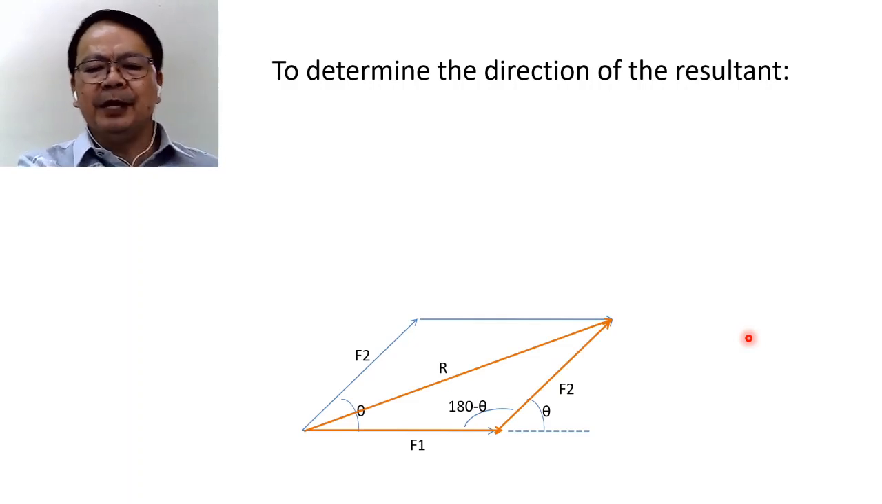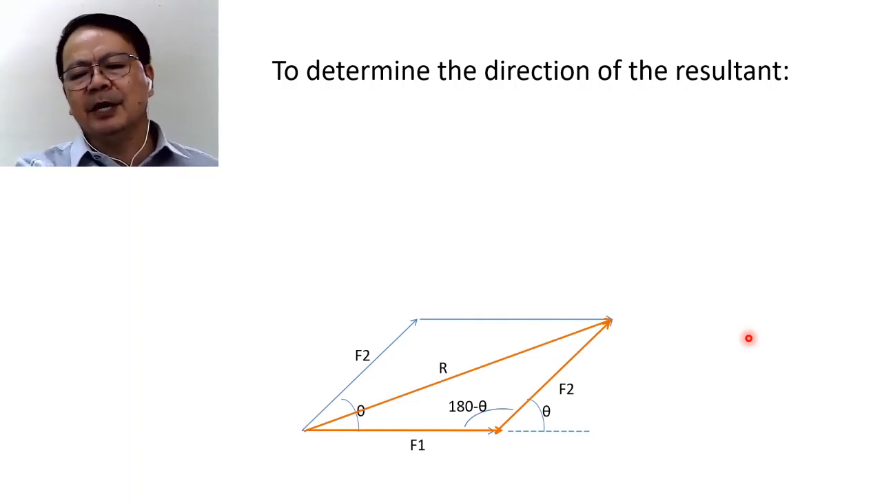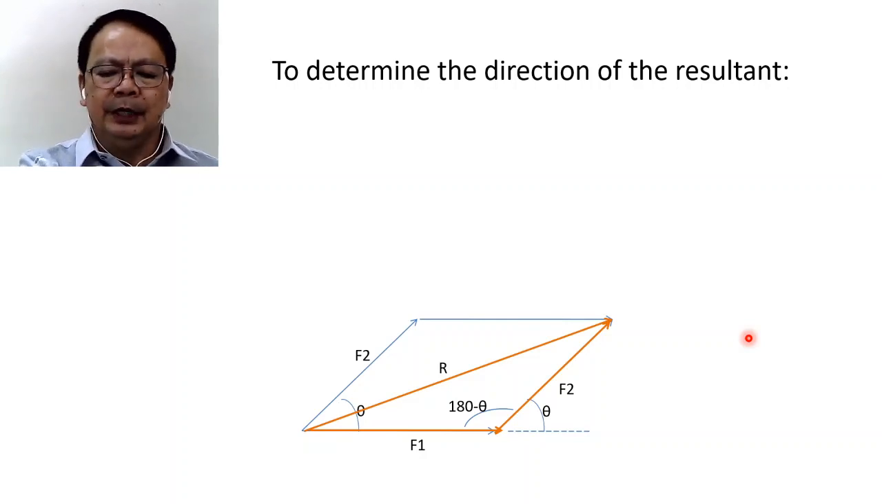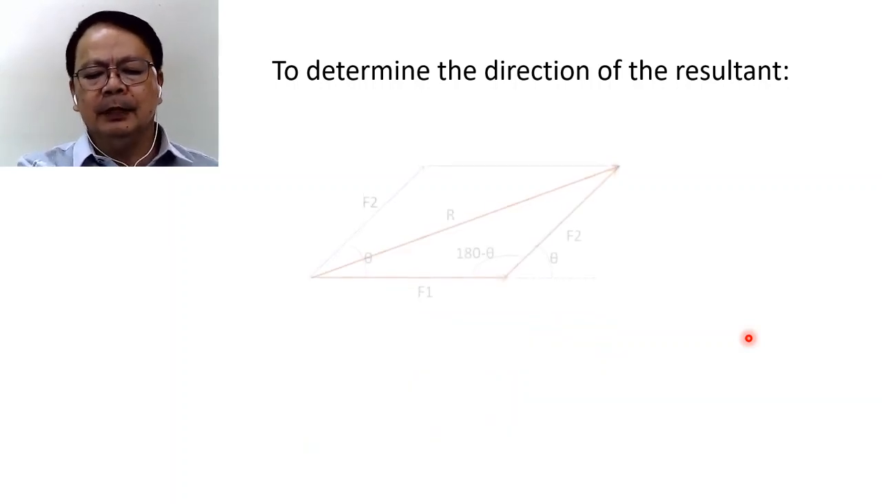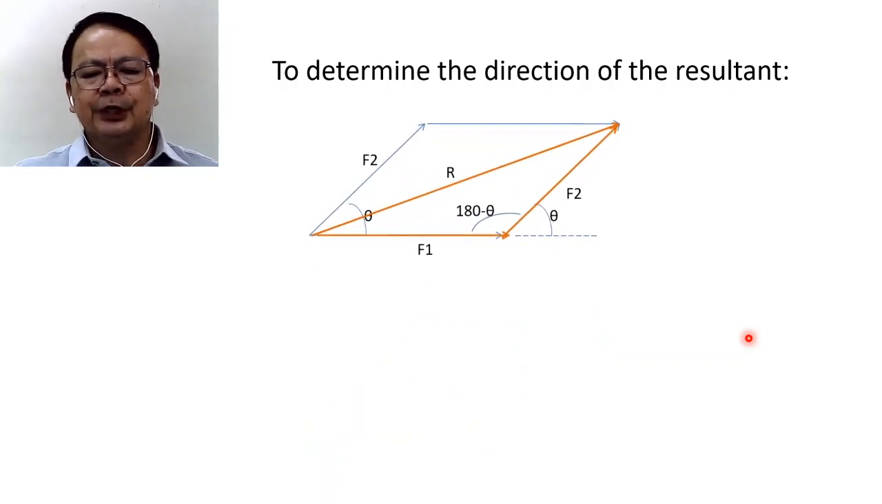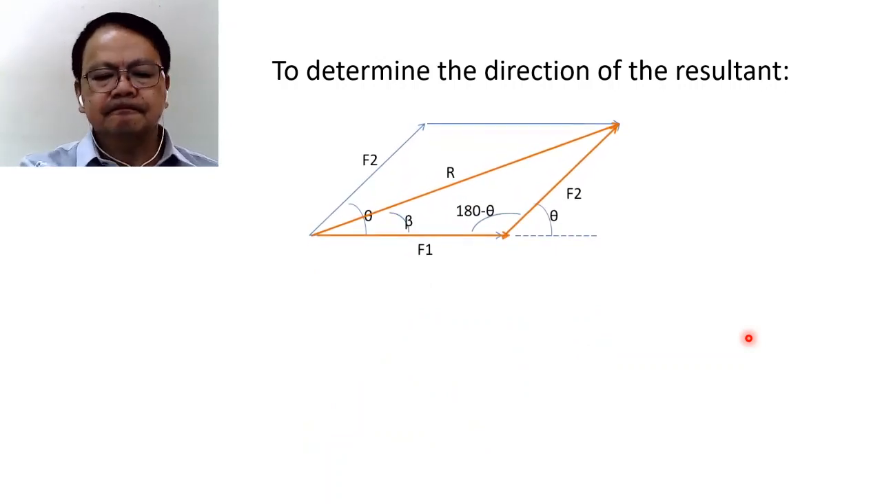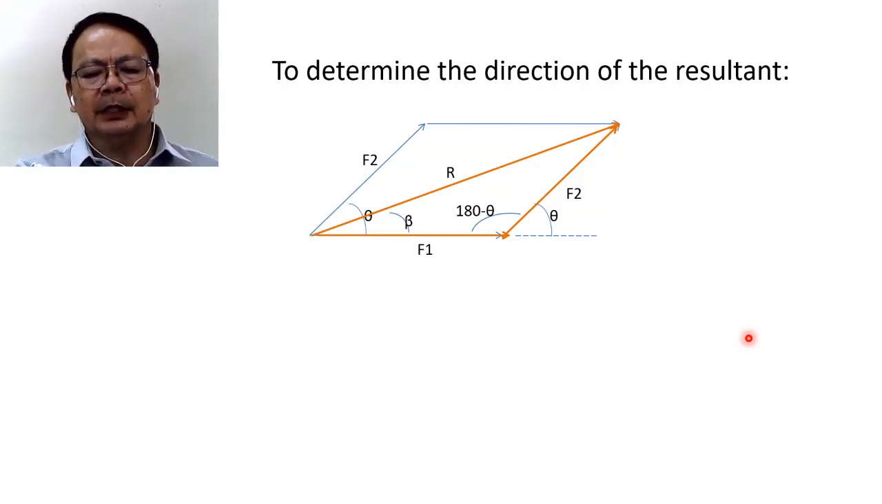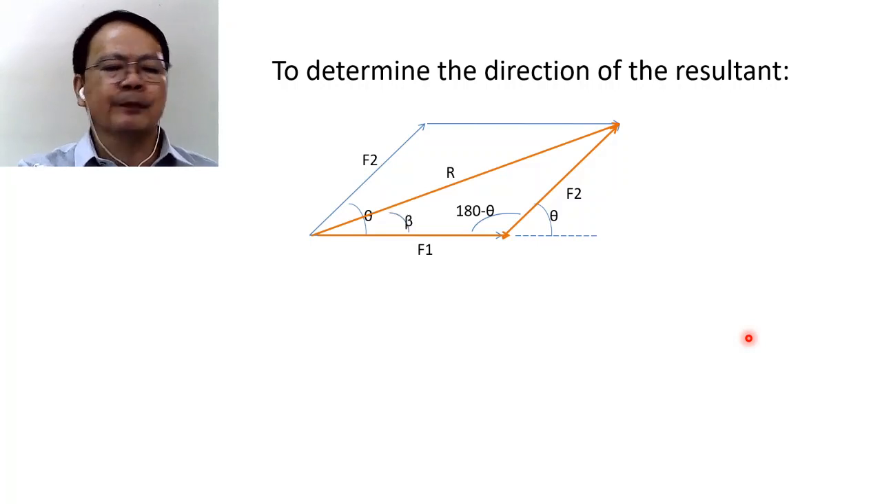In order to determine the direction of the resultant, let us imagine that we have here our initially drawn parallelogram, and from here we try to imagine the direction of the resultant. This angle beta that you are seeing is actually the angle that r is making with respect to f sub 1. If f sub 1 is horizontal, then this beta can now be used to describe the direction of the resultant r, the magnitude of the resultant r.